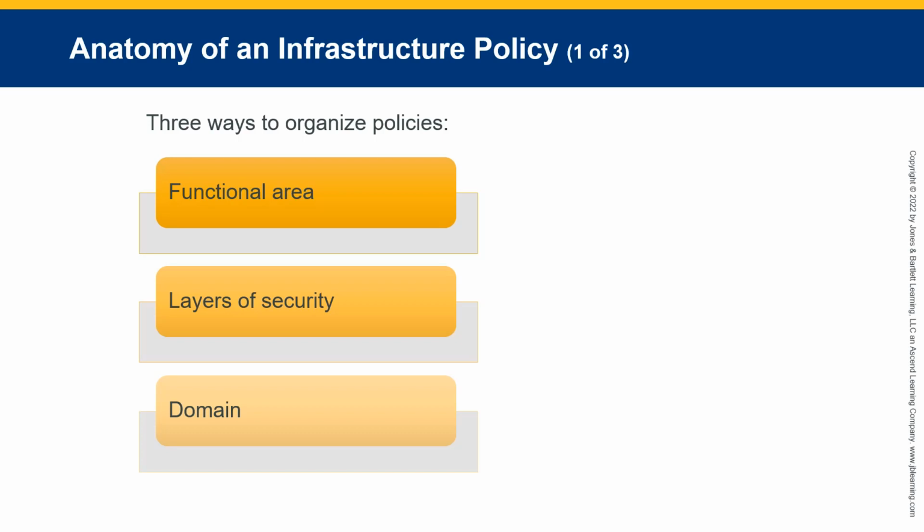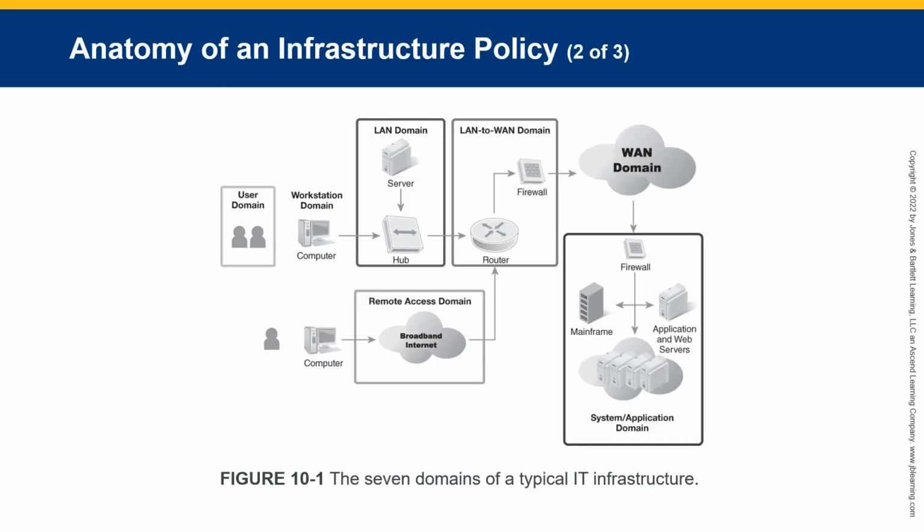For example, the workstation domain may involve pirated software. The LAN domain can scan emails for viruses, while the remote access domain deals with virtual private network, VPN, tunnels. Different domains can have different security requirements. We were just talking in the previous slide about the anatomy of infrastructure policy, the layout in Figure 10-1, 7 domains of a typical IT infrastructure, and this gives you a visual overview of that.